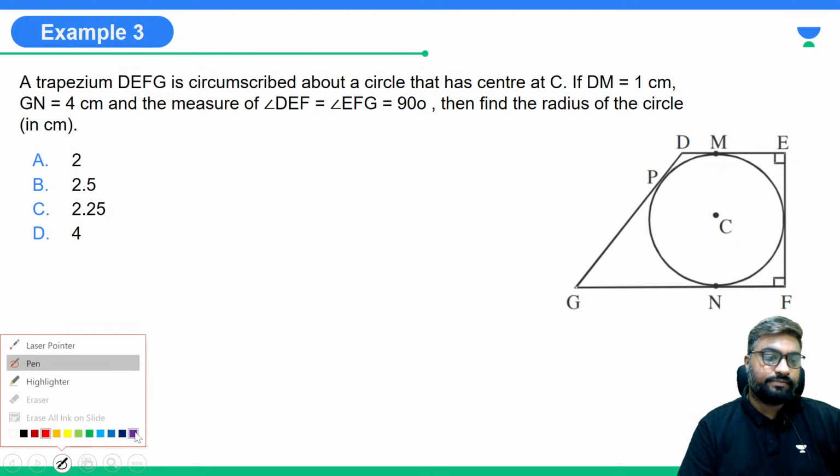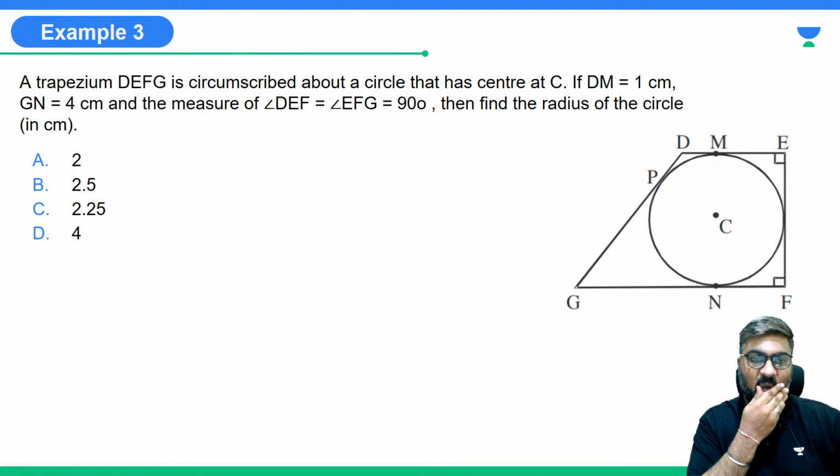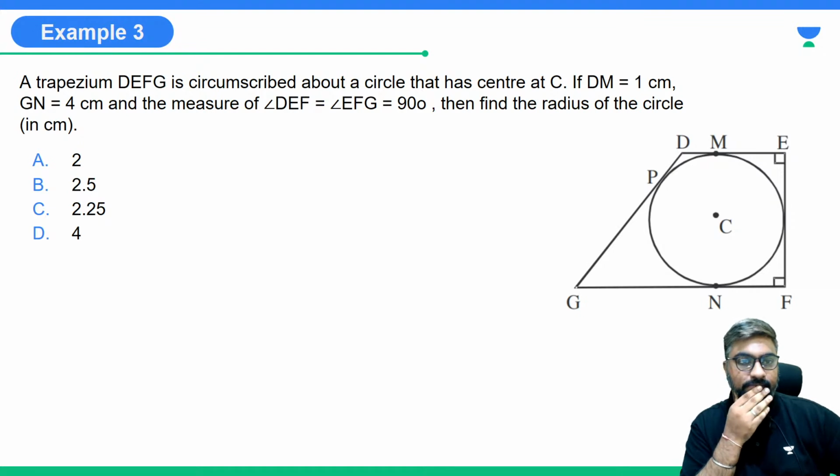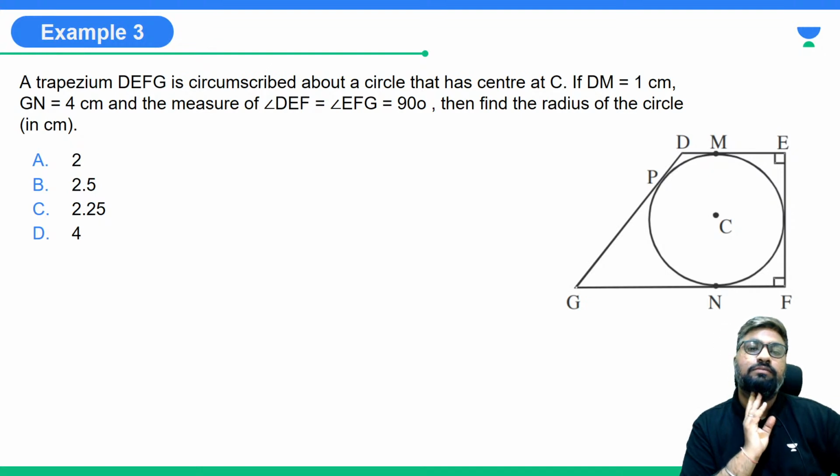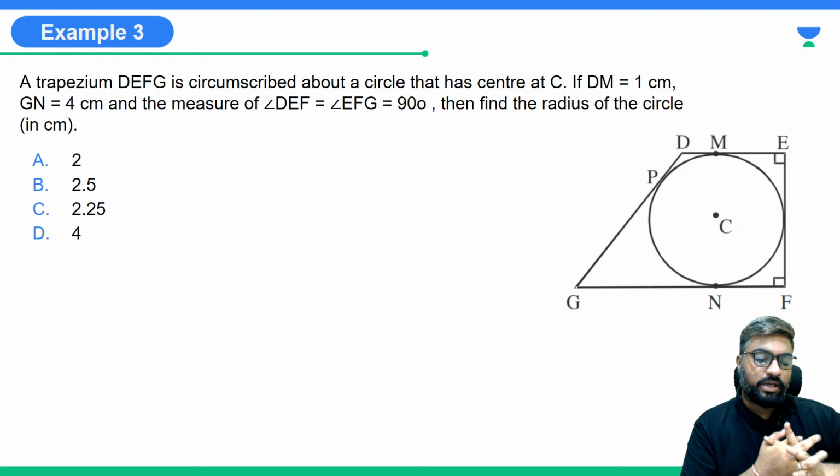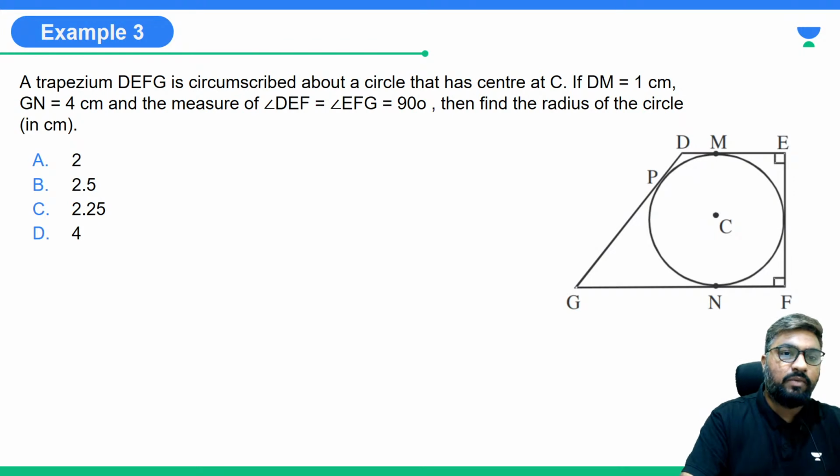Try this question. It is a direct formula, Suraj. The sum of infinite terms in a GP is a by 1 minus r. This is not 900, it is 90 degrees.